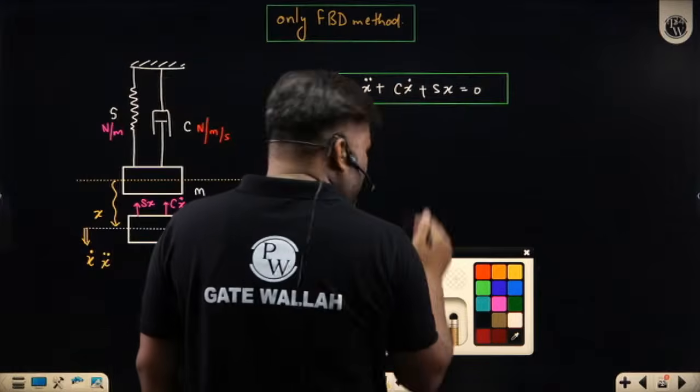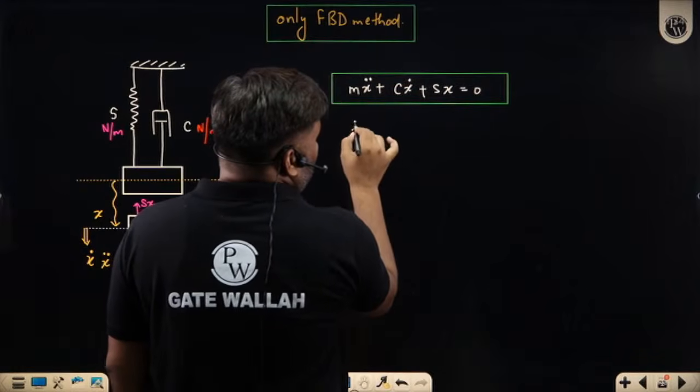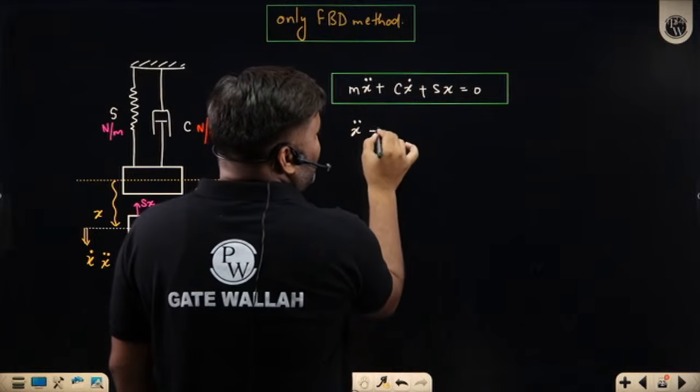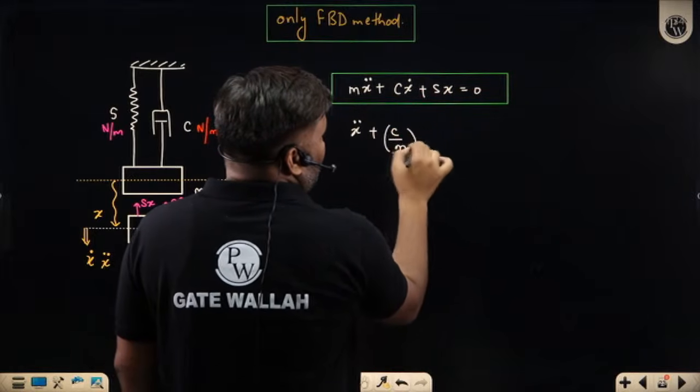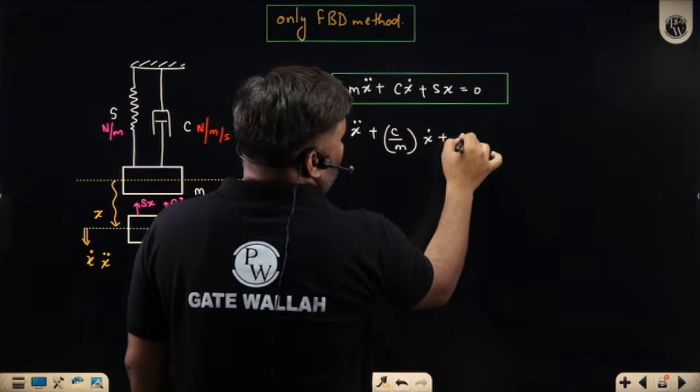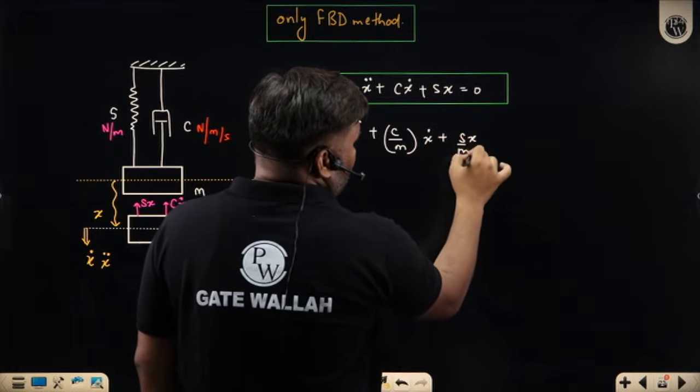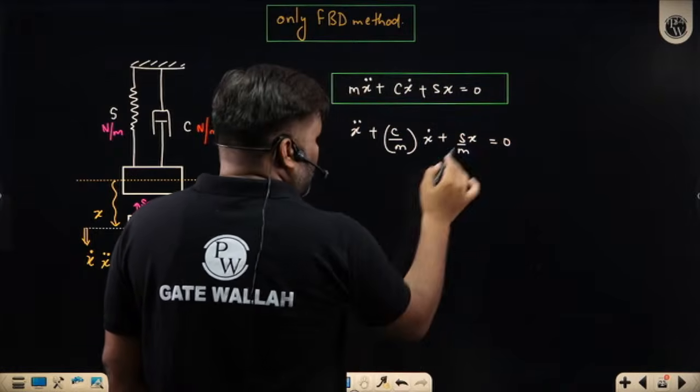You can rearrange this a little bit. x double dot, divide by mass everywhere, plus c by m x dot plus s by m x is equal to 0. Like this we can write.